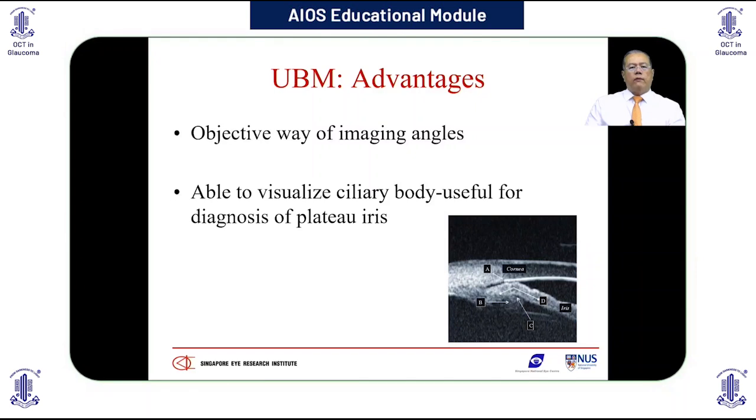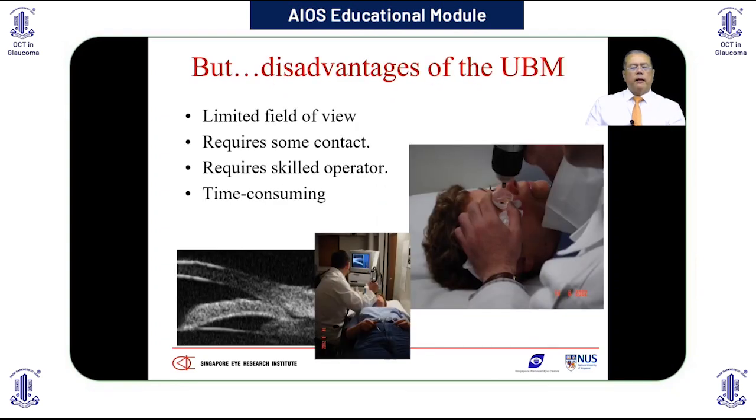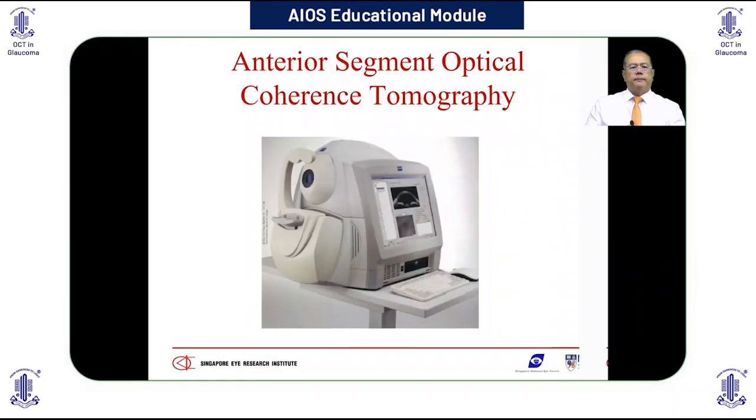UPM is a good way of imaging the angles and is also able to visualize structures behind the iris, such as the ciliary body, which is useful for diagnosis of plateau iris. The disadvantages of UPM include a limited field of view, being a contact procedure, requiring a skilled operator, and also taking a relatively long time.